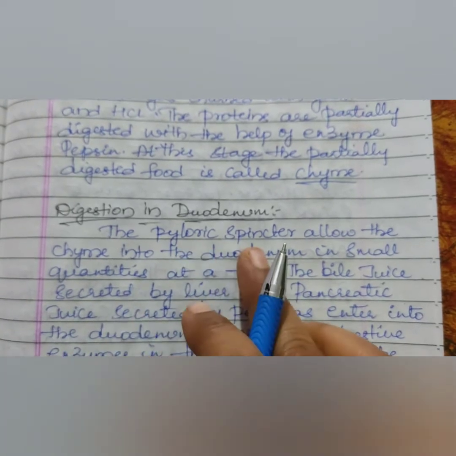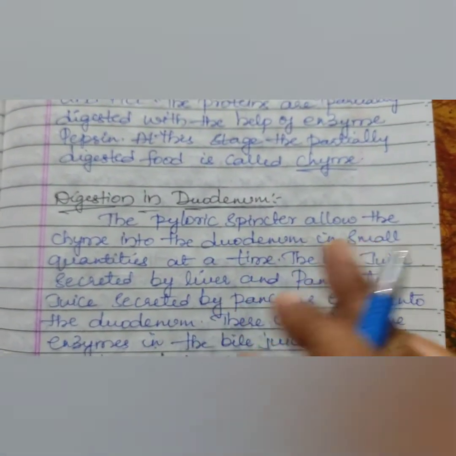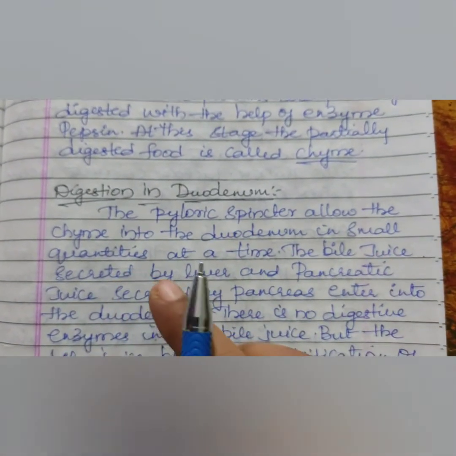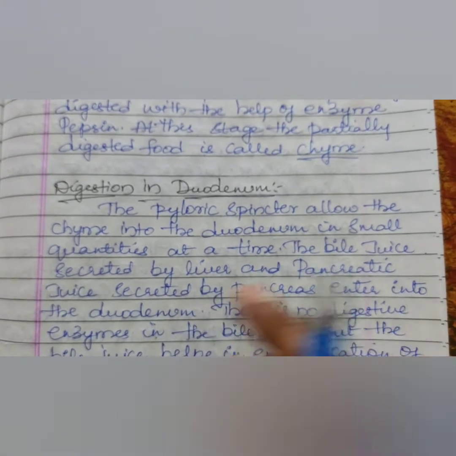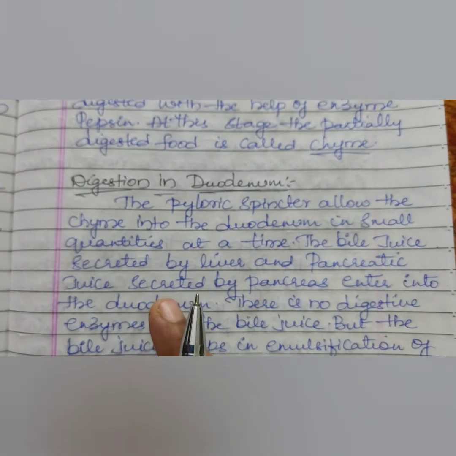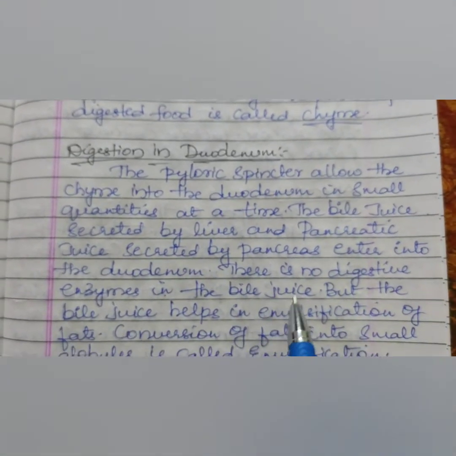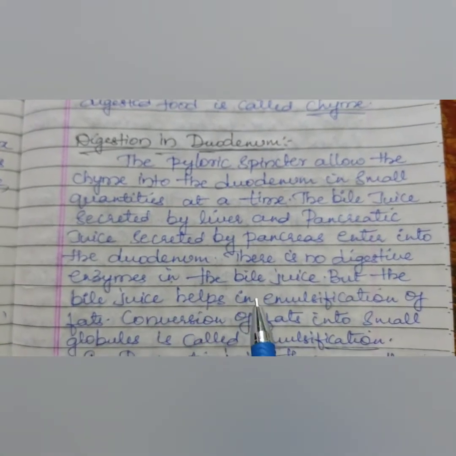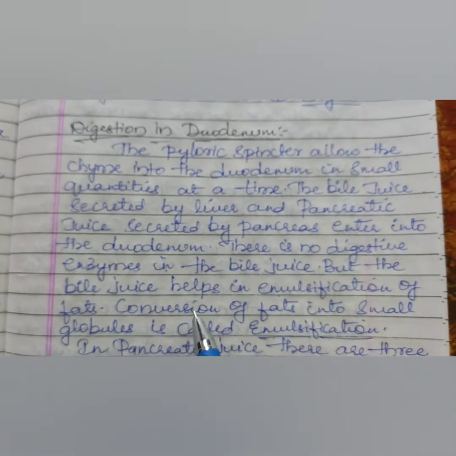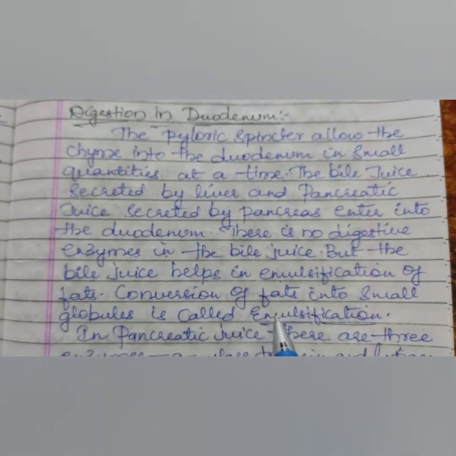The pyloric sphincter allows the chyme into the duodenum in small quantities at a time. The bile juice secreted by the liver and pancreatic juice secreted by the pancreas enter into the duodenum. There are no digestive enzymes in the bile juice, but the bile juice helps in emulsification of fats. So what is emulsification? Conversion of fats into small globules is called emulsification.